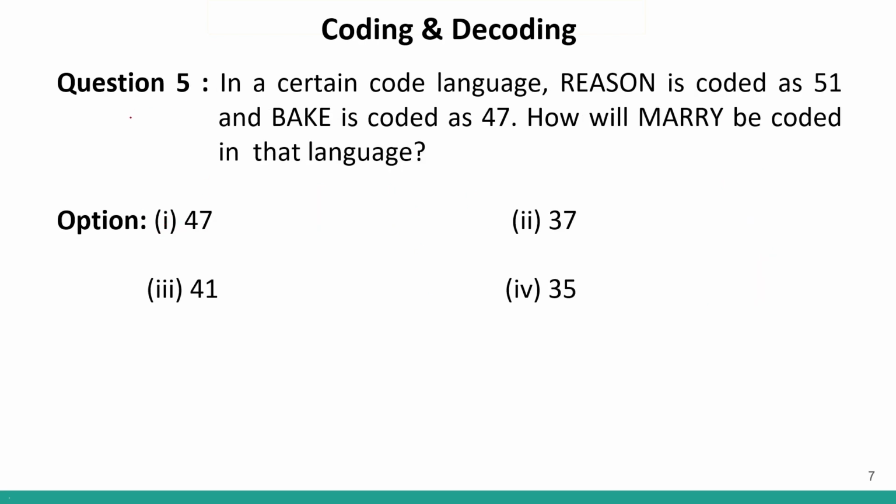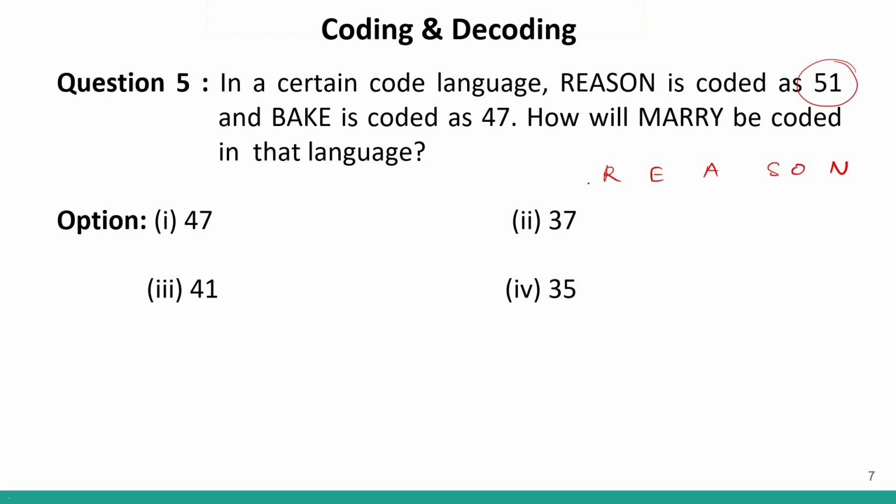Clear? Coming to question number 5. Question number 5, in a certain code language, reason is coded as this, bake is coded as this. So now I can see basically it is a sum. So it is a number. That means it could be the sum of forward ranks or it could be the sum of backward ranks. For reason, if I sum the forward ranks, or let us sum the backward ranks. Let us start from backward ranks.